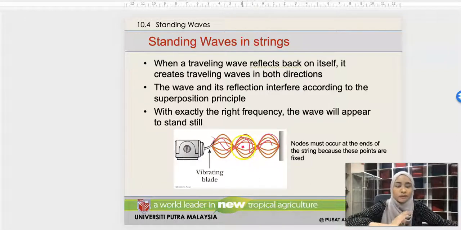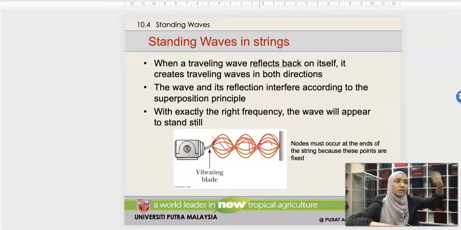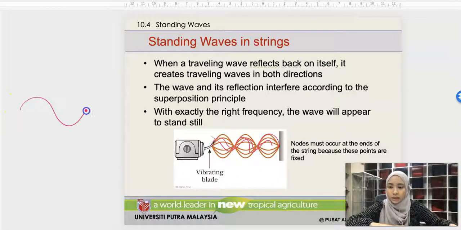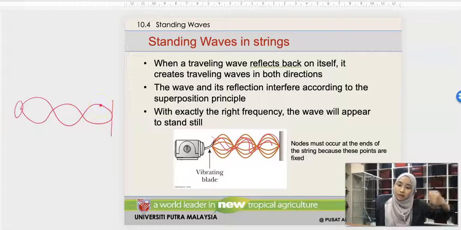Both of these waves overlap, and with exactly the right frequency, the wave will appear to stand still. You can try vibrating your string, and when you find the right frequency, you'll see that it gives you a shape looking like this. Okay, so this is the wall. When you vibrate it at the right frequency, it looks almost like it's standing still. But in reality, it's moving, but it looks like it's standing still.